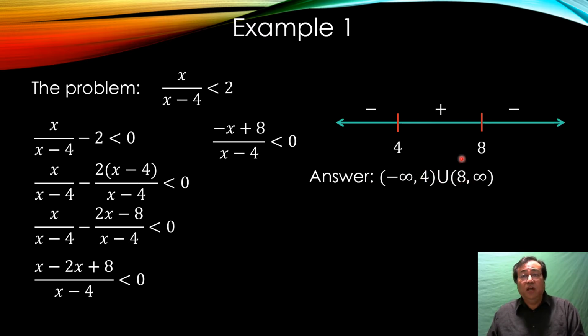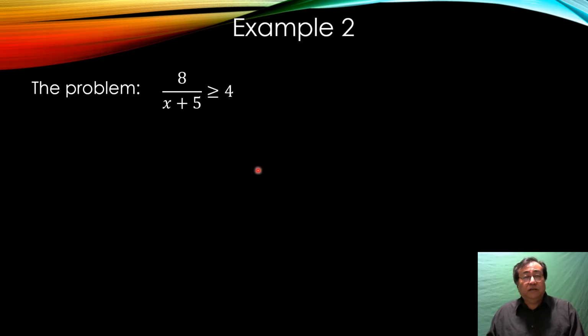So that's my answer. This is new, this little u. I got scolded for not requiring you to put the u in there. So you're going to use u every time. You're not going to use the upside down version. Whenever you have more than one interval, you're going to connect them with a u and not a comma. Okay, all right, on to example 2.